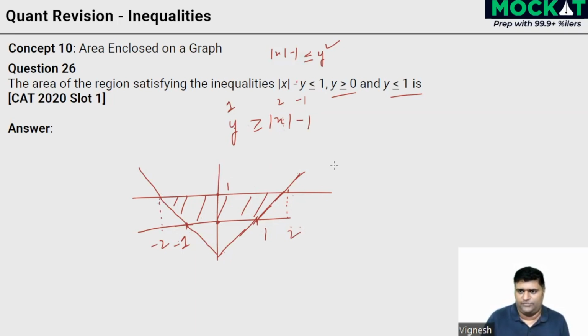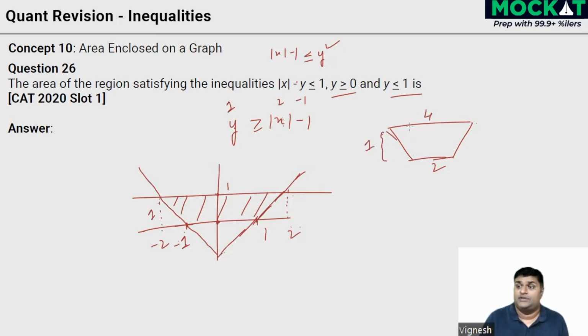What is minus 2 to 2? Let's draw this trapezium over here. Minus 2 to 2 is going to be 4 units. Minus 1 to 1 is a total of 2 units. What is the height over here? 0 to 1. That's 1 unit. Height over here is 1 unit.